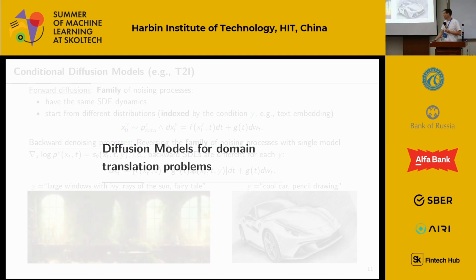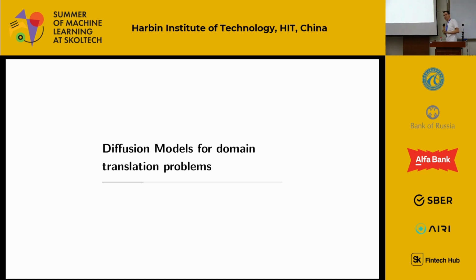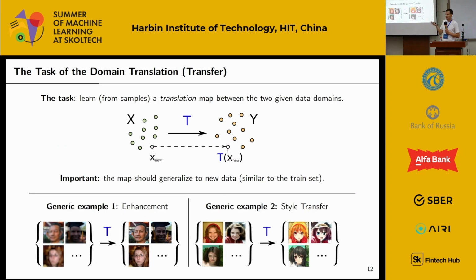Okay, but this was primarily about standard generative modeling problems, like when we need to generate new data either unconditionally or based on some condition. But there is another class of generative modeling problems which are called domain translation problems. And let us talk about this. What is this? And what is the difference between them and standard generative modeling? So in fact, if we talk about standard unconditional generative modeling, what we have? We have one sample of data, and the goal is to reconstruct this data distribution, one data distribution.